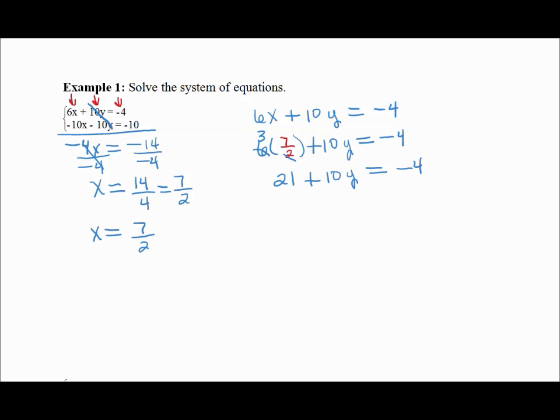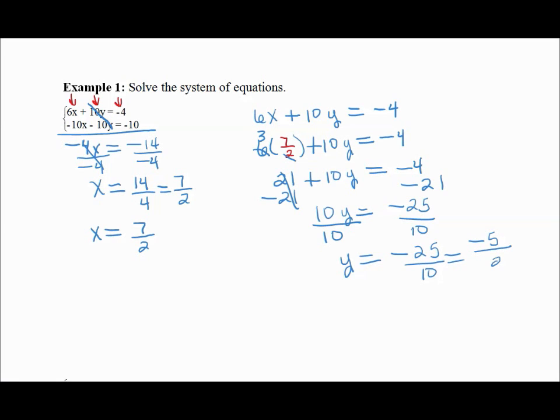So now I'm just solving for y at this point. I'll subtract 21 from both sides of my equation, leaving me with 10y equals a negative 25. Divide both sides by 10 because I'm solving for y. It leaves me with y is equal to a negative 25 over 10. Now once again, I can reduce that. I can factor out a 5. And if I do, that will leave me with a negative 5 over 2.